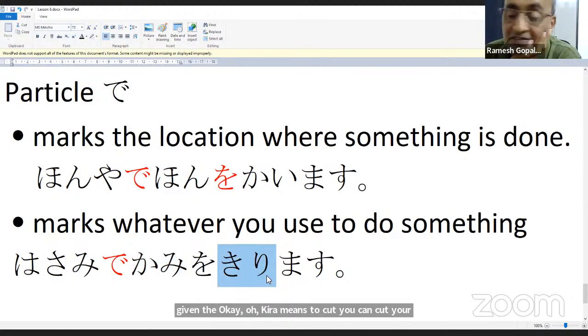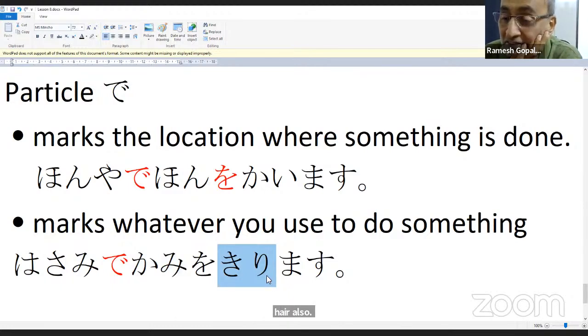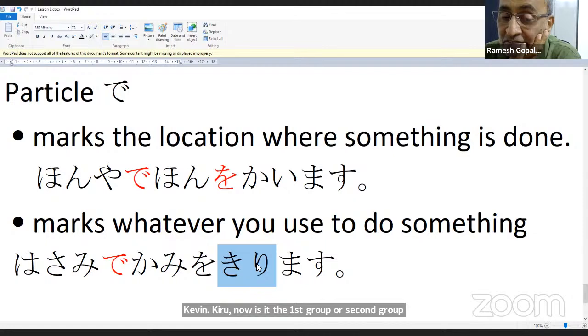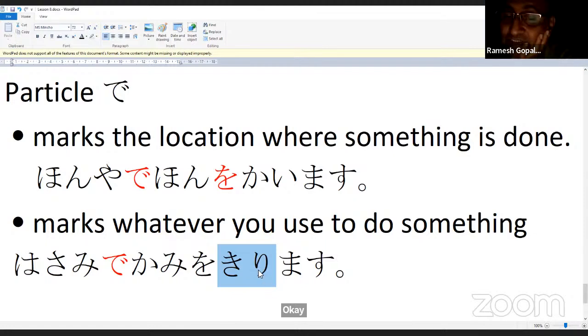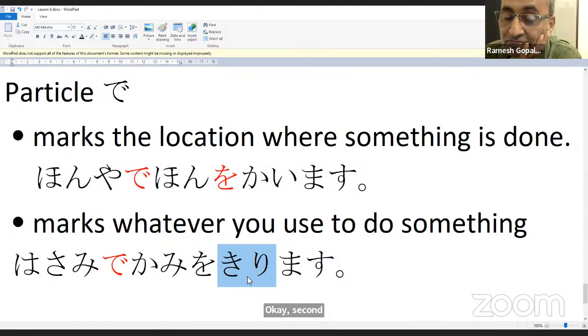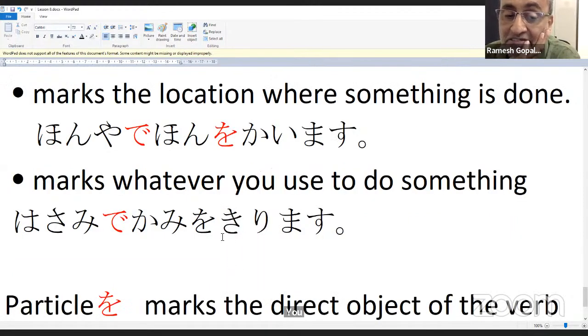Kiru. Now, is it a first group or second group? Second group. No, first group. Kiru becomes kiri. Ru becomes ri. Okay. Got it. Kiru. Kirimasu. Kirimasu is to cut. Kiru is to cut. Kirimasu.